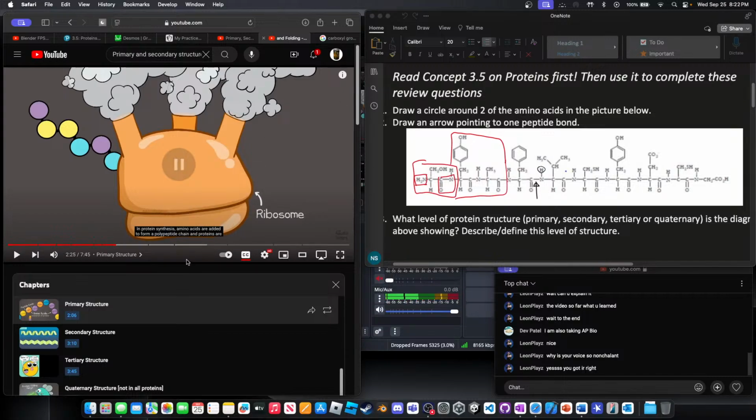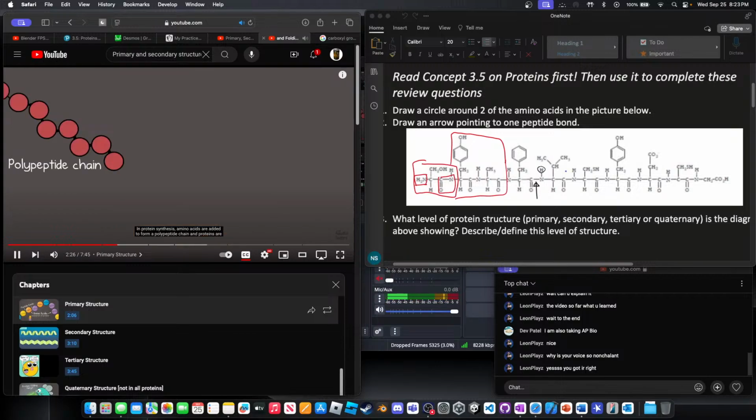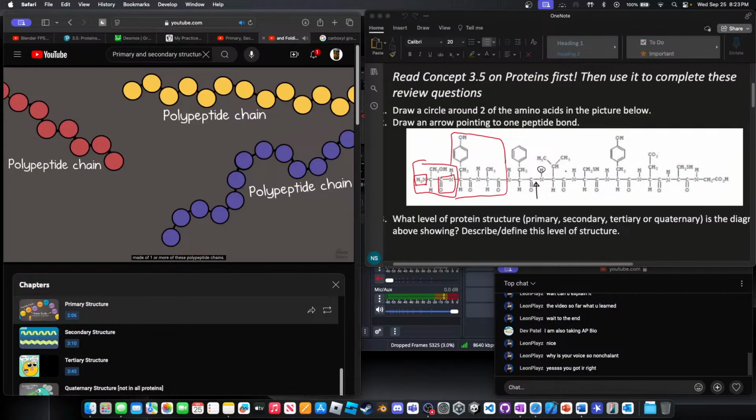Form a polypeptide chain, and proteins are made of one or more of these polypeptide chains.